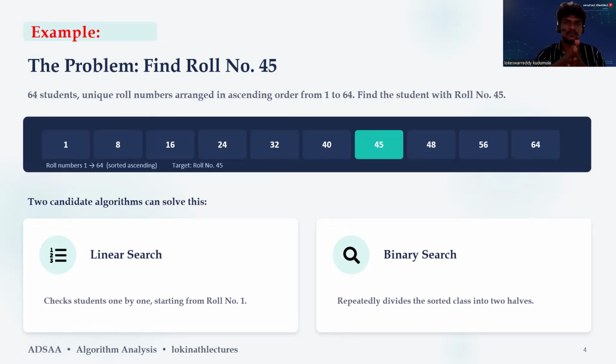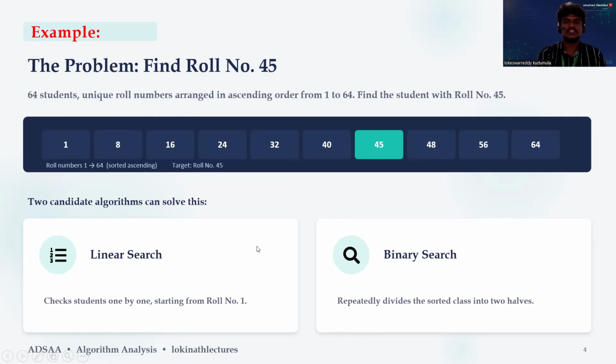So this is example one. While starting the lecture, I already told you that we are going to discuss algorithm analysis with a real-time example. This is the problem statement: we need to find roll number 45 among a total of 64 students. The 64 students' roll numbers are in ascending order. So we need to find roll number 45. For this problem statement, we have two algorithms, so we can find that roll number 45 by using these two algorithms.